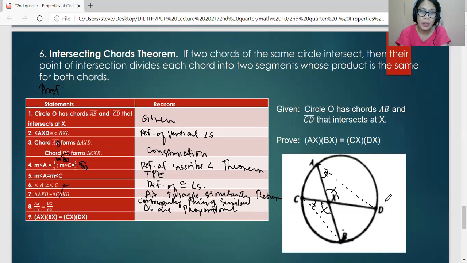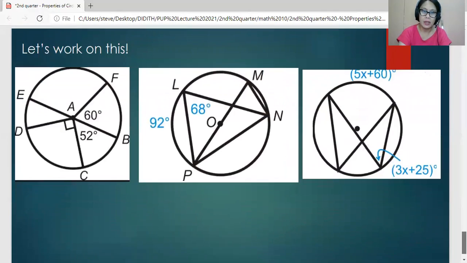Now, how did we come up with number 9? So we cross multiply the previous statement and we did multiplication. So this is about the multiplication property. So really, AX times BX equals CX times DX. So that proves that the intersecting chords theorem is correct. Now, how about applying the theorems and postulates that you have learned for us to solve for this? Okay?